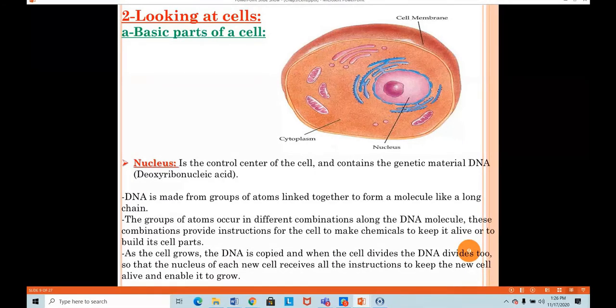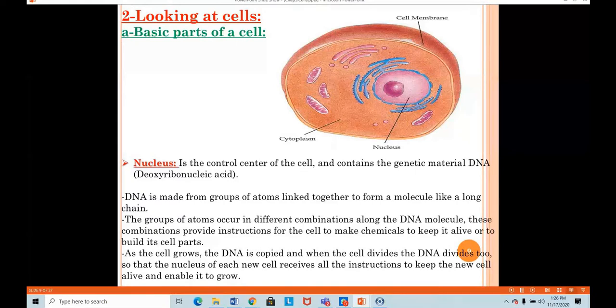Okay? So let's start with the most basic part of a cell, which obviously is the nucleus, the most important part of a cell, which is the control center of the cell. So why are we calling it a control center? Because it contains DNA. Very good. It contains the DNA, which is the genetic material which can be carried forward.